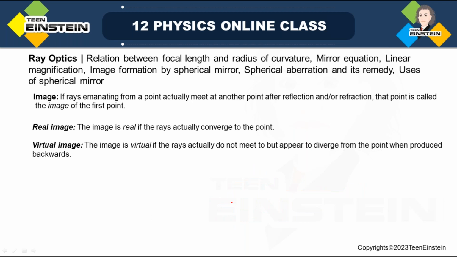So this point is actually called the image point of this particular object point. I just wanted to say what this line says: if rays emanating from a point actually meet at another point after reflection or refraction, or maybe both, then that particular point is called the image of the first point, where the reflected or refracted rays are meeting.